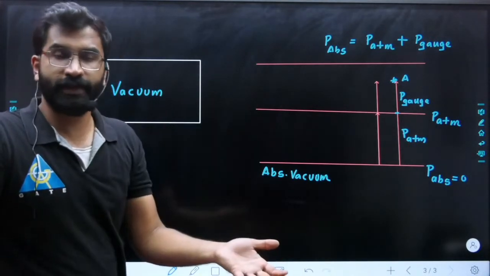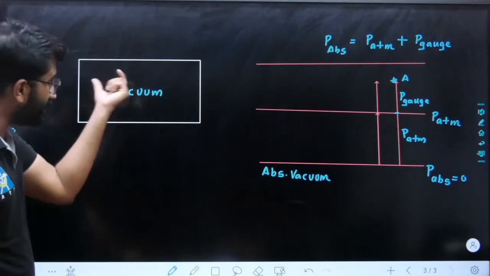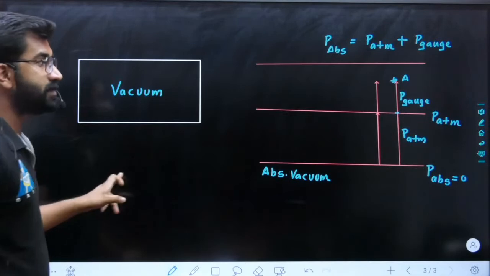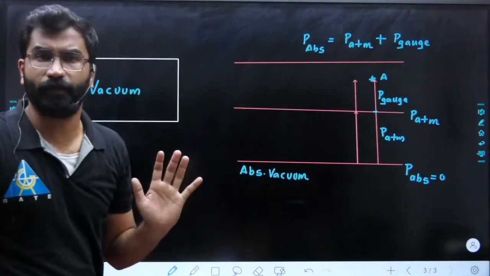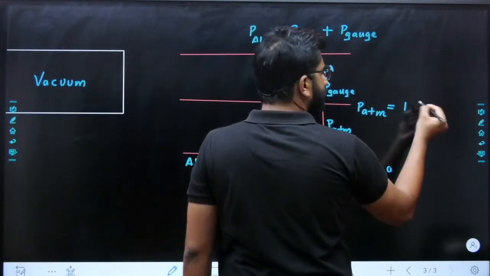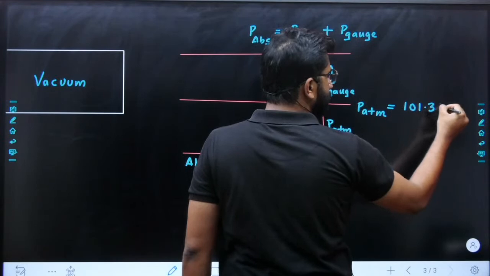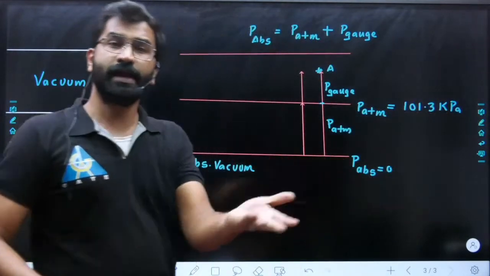No. It is not possible to make absolute vacuum, but we don't know what is the vacuum, what is the value of pressure there. Because what is the meaning of vacuum? Any pressure below atmospheric pressure is vacuum. What is the value of atmospheric pressure? Let it be 1 atm or 101.3 kilopascal. So any value below this is a vacuum.